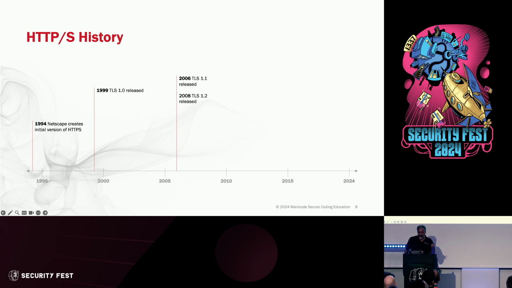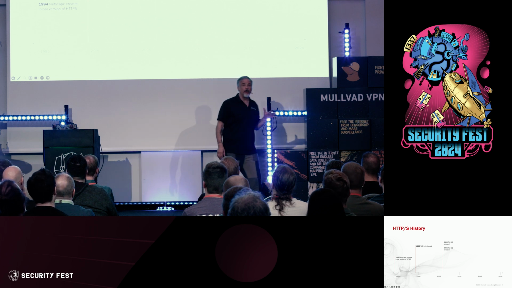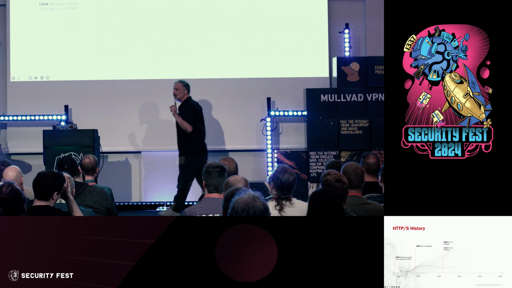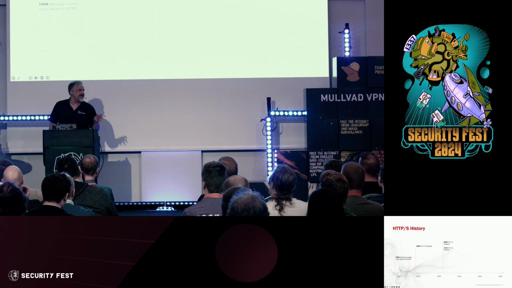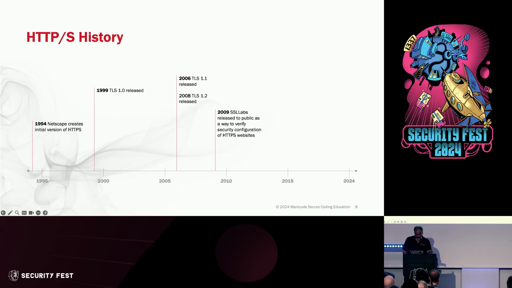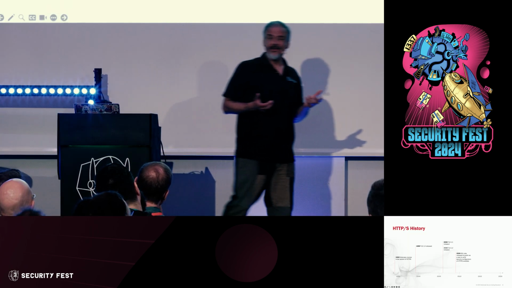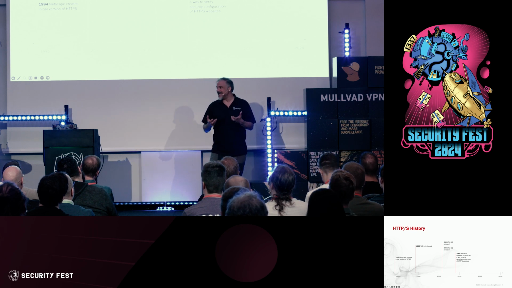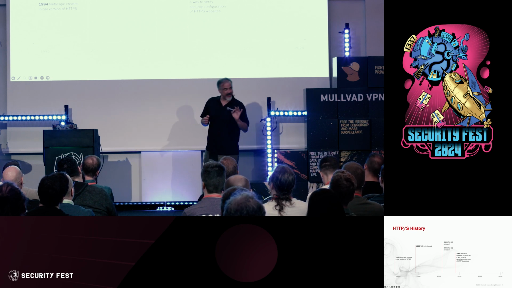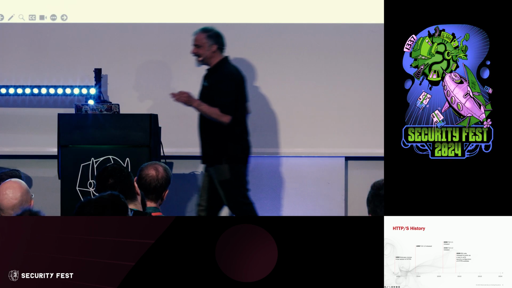In 2006 and 2008, we see the next two versions of TLS come out. TLS 1.0 and 1.1 are well broken. TLS 1.2 is the only version of TLS from this era that is still a viable choice today. And if we look at 2009, Ivan Ristic released this tool, SSL Labs. This lets me publicly evaluate any web server in the world on how well their HTTPS is being built.